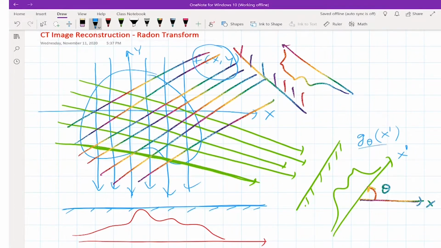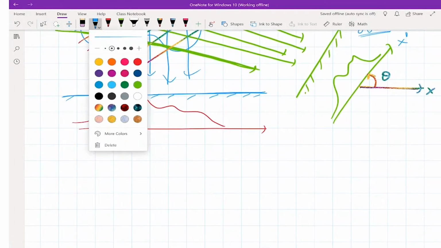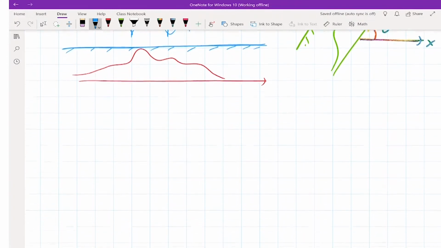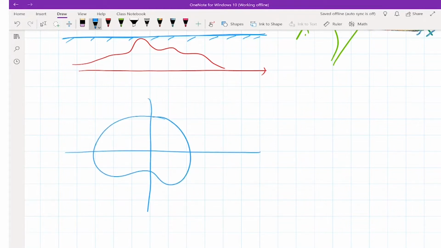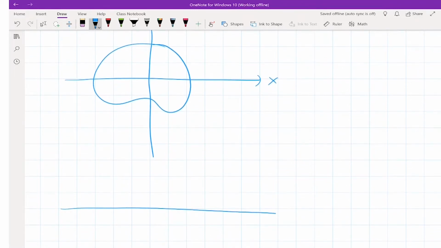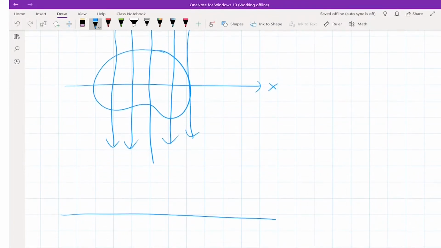Once you understand how g theta of x prime is related to f of x y, the rest of the things we could further continue. So for this purpose let me draw things again here with just one projection. For the sake of simplicity, let me first take a projection along the y-axis. This is your x, assume that this is your y-axis. I am taking a projection where you are sending the rays in this direction, and in this case the sensor is nicely the same as the x-axis here.